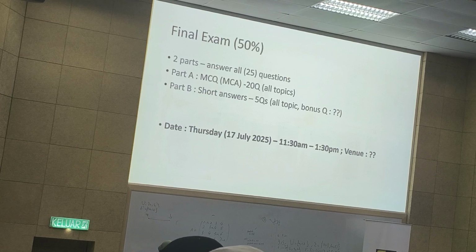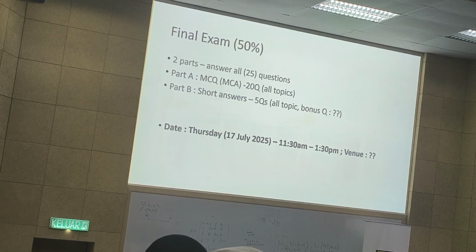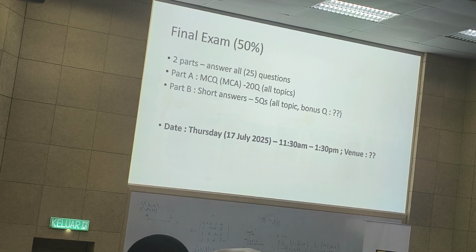Your exam is going to be on 17th of July. Are you aware of this? It's 11:30 until 1:30. I don't know where the venue is. Do you know? The exam hall, you don't know yet? Hall one. Okay, so ask your friends, update one another, don't go to the wrong exam. Don't come here. The exam is not here. The exam is written, it's a closed book.